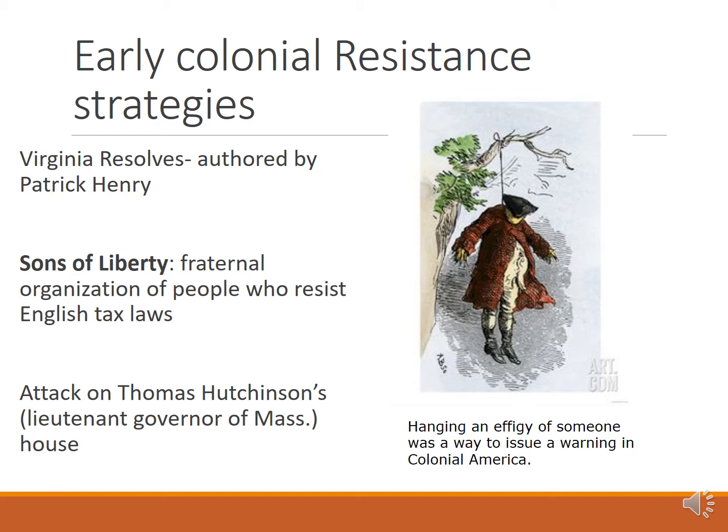They also start to hang effigies of people. This is an example here in this image of an effigy, and an effigy is essentially like a life-size doll of somebody, and it's supposed to be created in their likeness, and then they're hung, or some kind of violent act is done to them. Maybe they're tied to a whipping post and they're beat, or whatever, but it's supposed to be a warning to people. And so these effigies of people like tax collectors were being hung up by the Sons of Liberty.